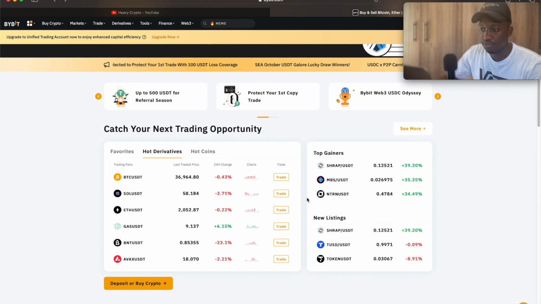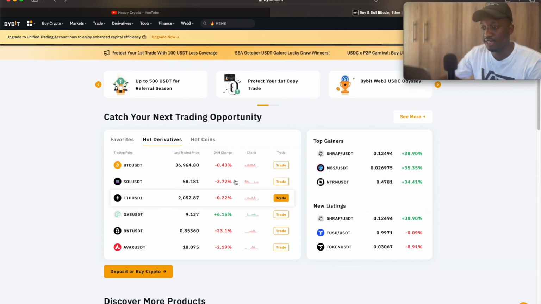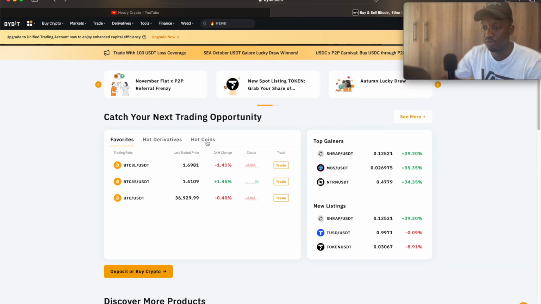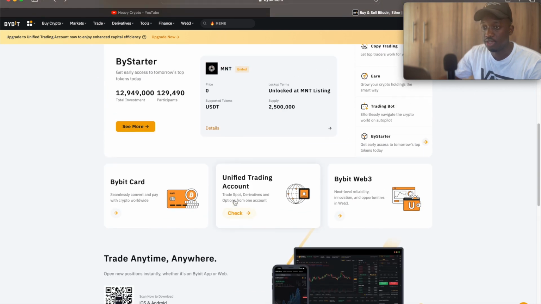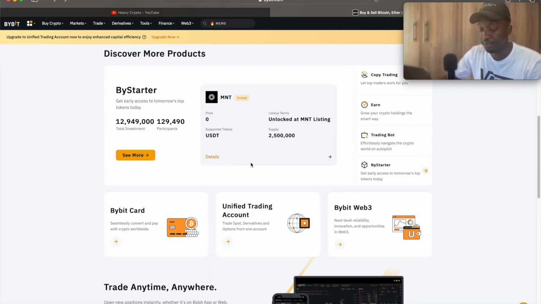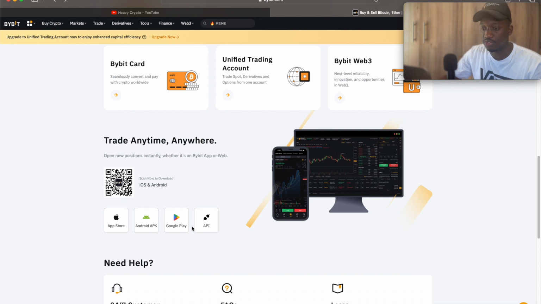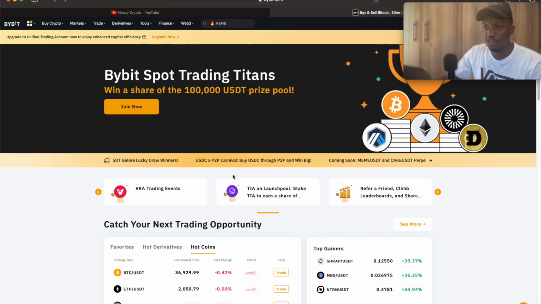If you go through the dashboard, you're gonna find pairs, all your favorite pairs and hot coins that Bybit is offering, including all the products that Bybit is offering as well. And you can also download the app. The app is available on Apple Store or Google Play and all that stuff. So let's go to the main deal.